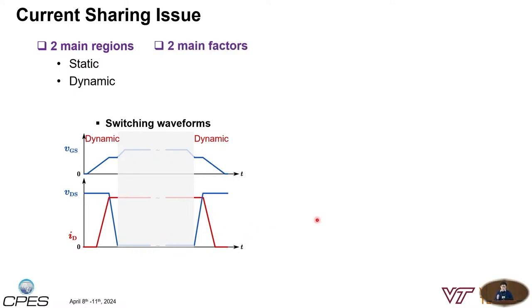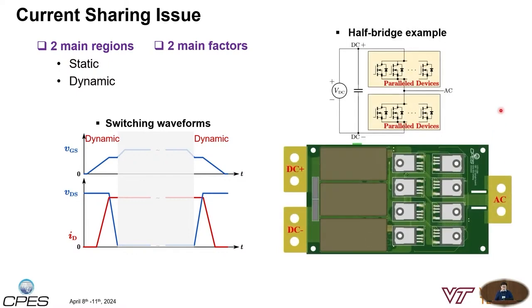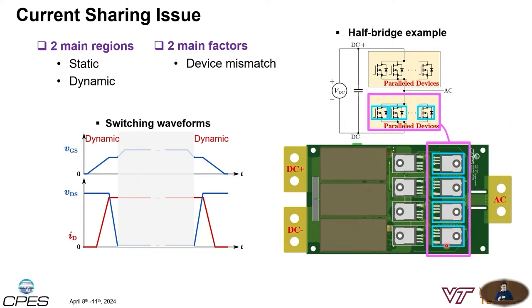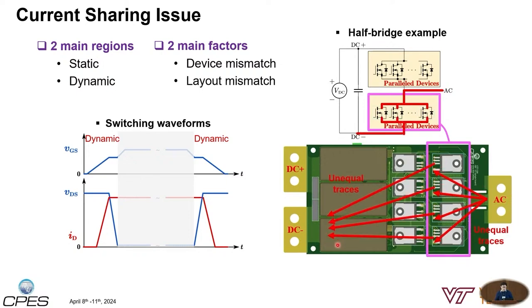It can also be affected by 2 main factors, and I want to use the half-bridge example on the right to show what the factors are. For example, your paralleling devices are shown in the pink rectangular spaces, and the first factor is device mismatch. It is difficult to ensure that you have identical devices. Another factor is layout mismatch. For example, from your AC node to all your parallel devices, or from your parallel devices to the common DC minus node, it is hard to ensure that all of the traces are equal. So these 2 factors may impact current sharing.